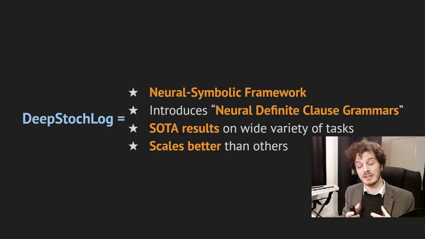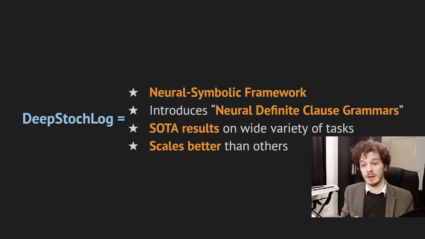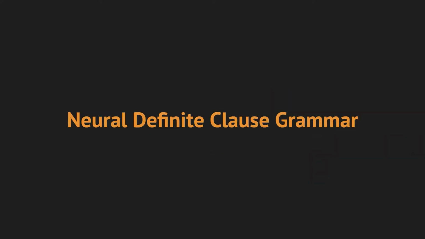As the name suggests, it's a little sibling of DeepProbLog, which combines probabilistic logic with neural networks. DeepStochLog, on the other hand, uses a different semantic, namely stochastic logic programming, making it more scalable. The most fundamental contribution of this work is the introduction of the neural definite clause grammar.